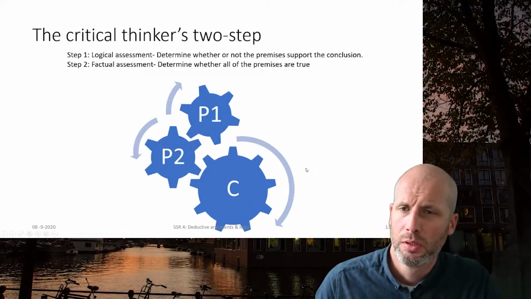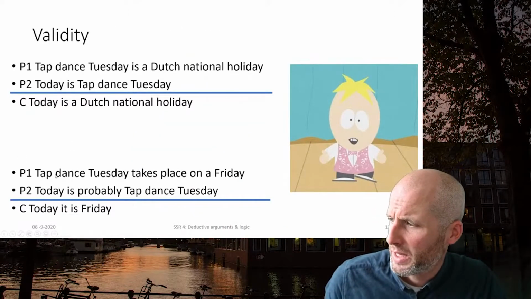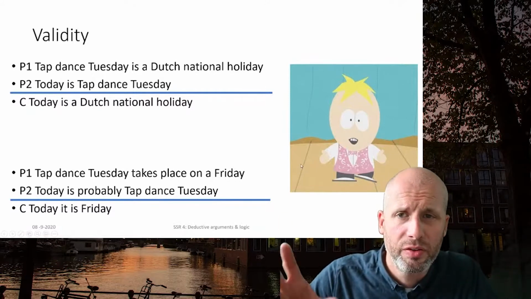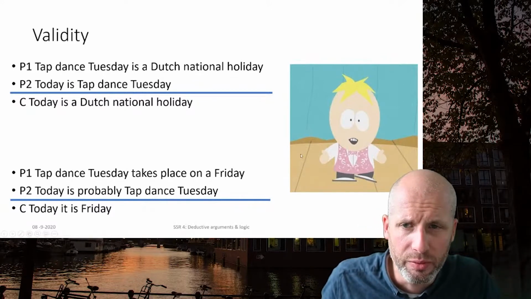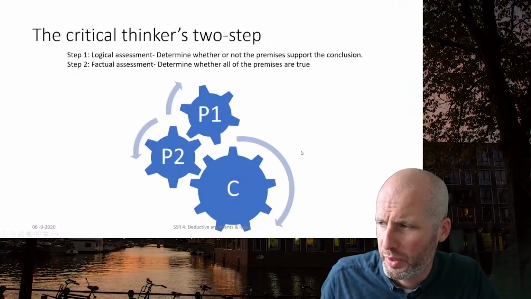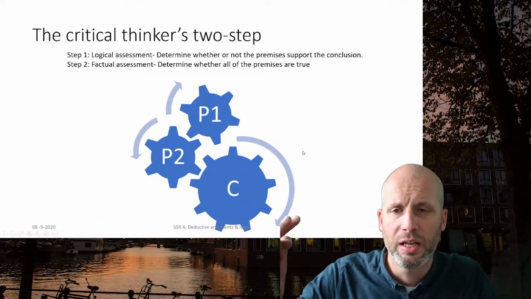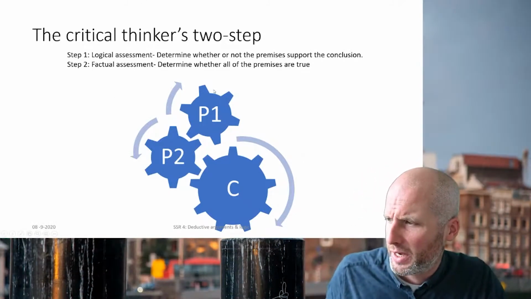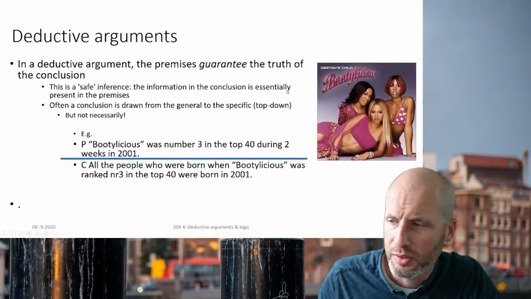So, you've seen nonsensical examples, right? There's a premise saying that Tap Dance Tuesday takes place on a Friday. It's weird stuff. I made it weird just to make sure you focus on the connection between the premises, not the actual truth value of the premises. Because that's what we're doing. That's the first step in that critical thinker's two-step. First checking the connections, then checking the contents. And we're going to do that by looking at deductive validity, which is one way of gauging the connection between the premises and the conclusion.